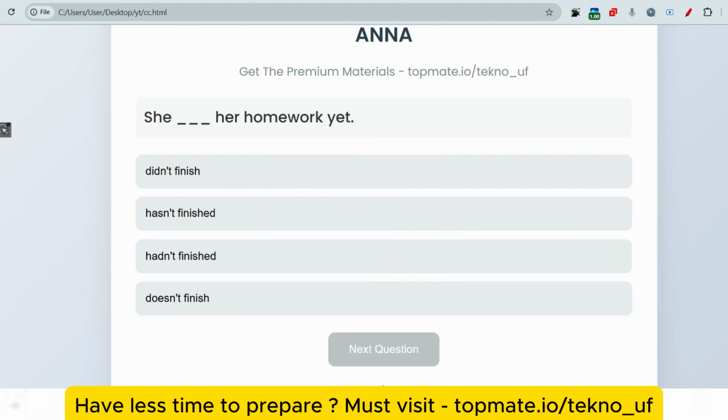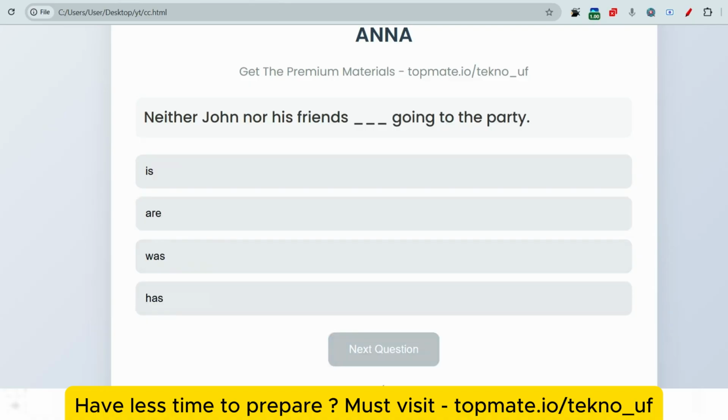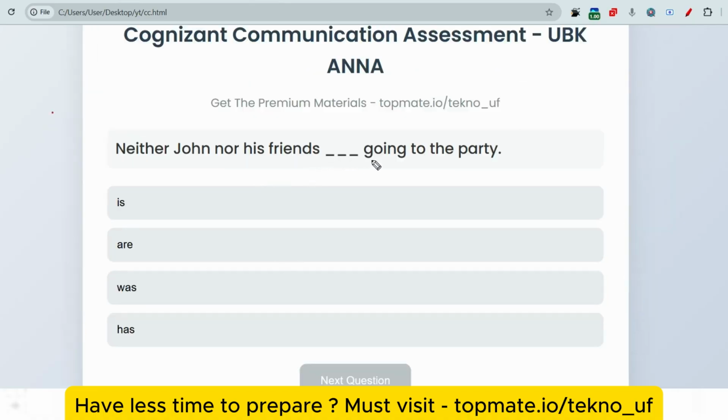The next question is, neither John nor his friends dash going to the party. I'm pretty much sure 50% of students will give a wrong answer for this question, more than 50%. So neither John nor his friends. In case of neither nor, what do you have to do? This is a singular subject. This is a plural subject. And here is the verb. Which subject is closer to the verb? This subject is closer to the verb.